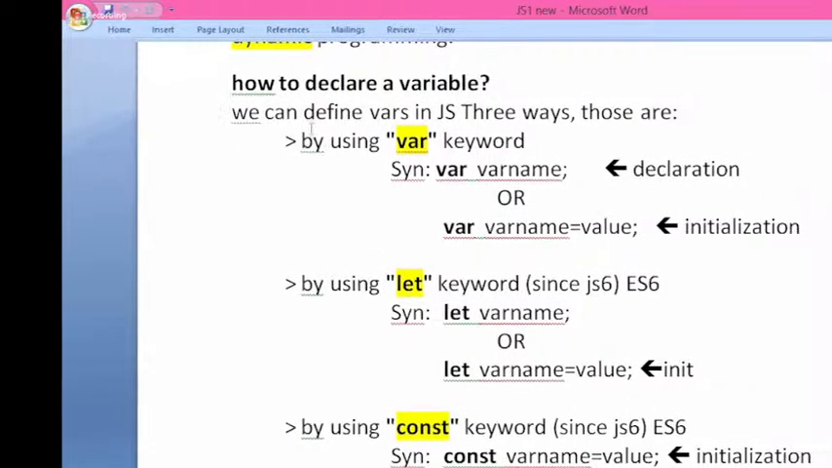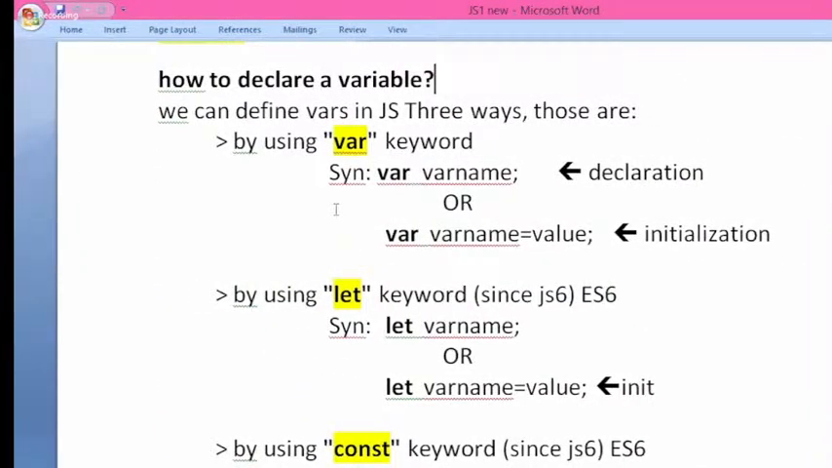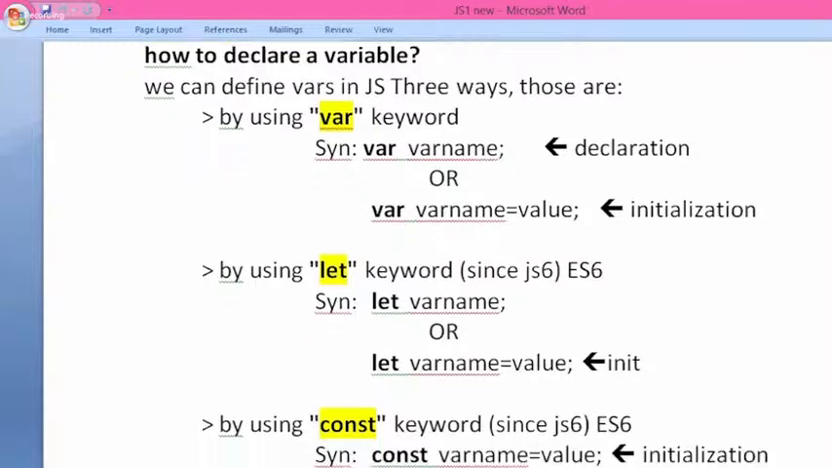These are the syntaxes, sir. How to declare a variable, not where to declare, after a few minutes I'll explain. So how to define a variable in our JavaScript? We have three options for declaring variables. Three options are displayed on the screen. So please check the screen once.